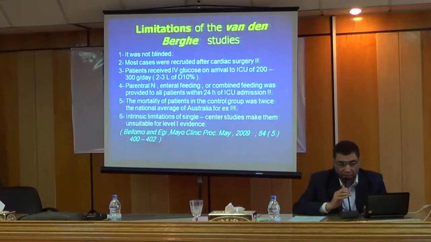They adopt these figures despite a lot of limitations to the Bamberg studies. Of these limitations, it was not a blinded study. Most cases were recruited after cardiac surgery. So it is not completely right to take a conclusion from a study on a certain type of patients and popularize it to all patients. Patients received IV glucose on arrival to ICU of 200 to 300 grams per day.